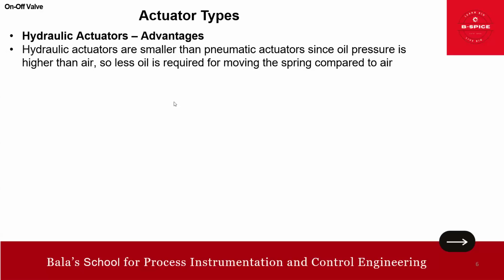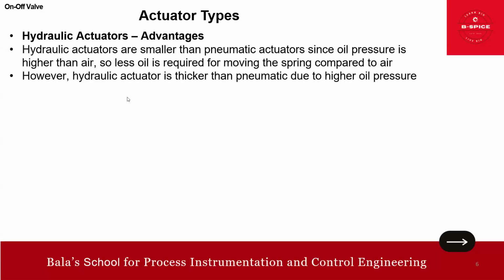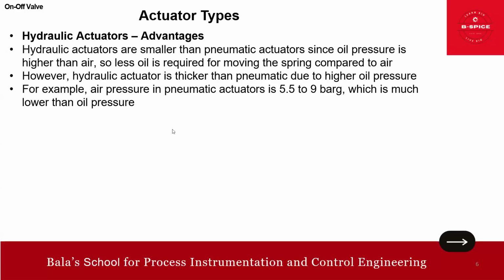So less oil is required for moving the spring compared to air. However, hydraulic actuator is thicker than pneumatic, due to higher oil pressure. The construction is thicker. For example, air pressure in a pneumatic actuator is 5.5 to 9 bar, which is much lower than oil pressure. That is also another point you need to watch out for.